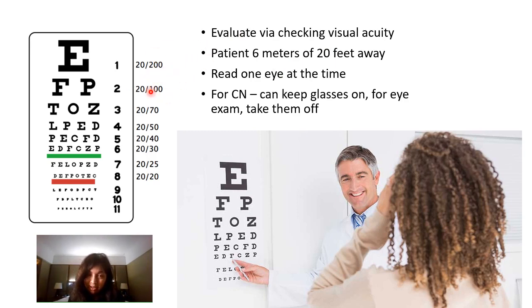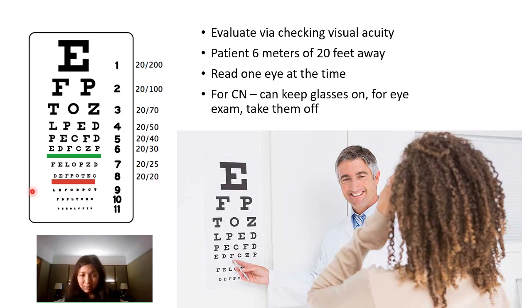And this 200 indicates the distance at which somebody with what we define as normal eyesight could see that letter. So like this E, somebody with totally normal eyesight could read this E from 200 feet away. So if that's the only letter you can read at 20 feet away, your vision is that bad, that at 20 feet away you can only read something that somebody could normally read from 200 feet away. So you call that 20 over 200. And that's how it works all the way down.